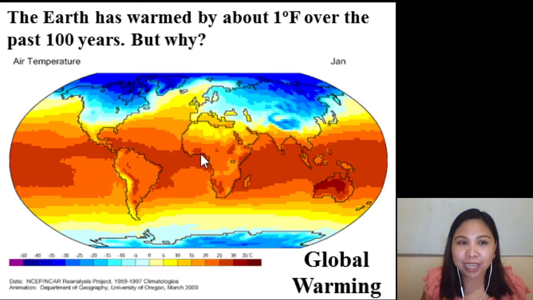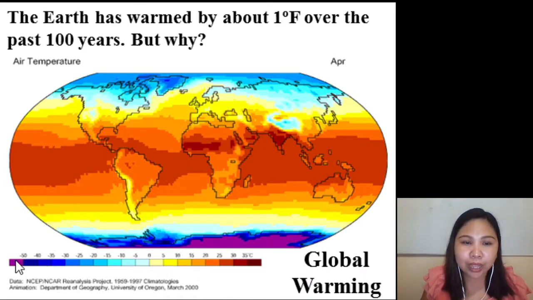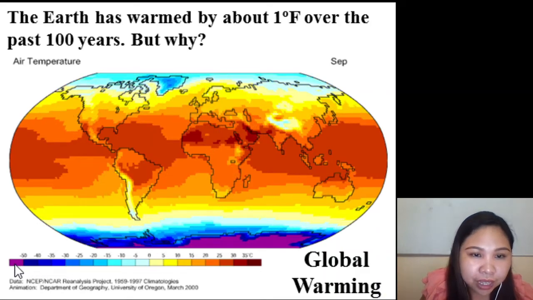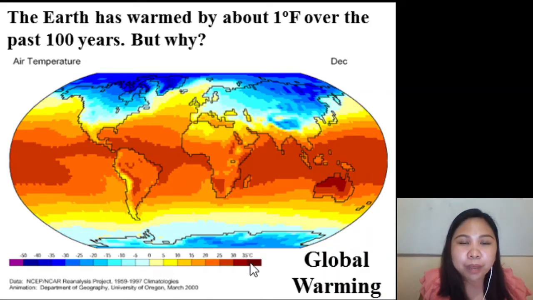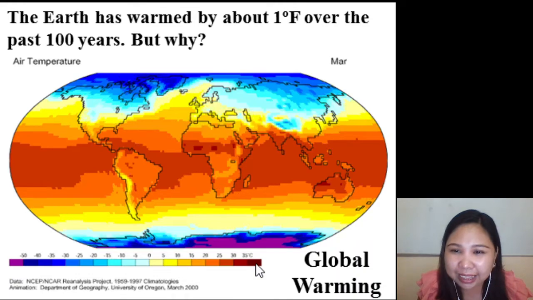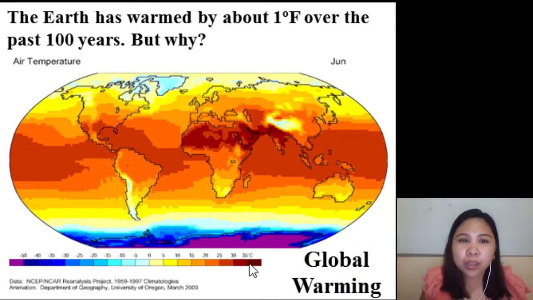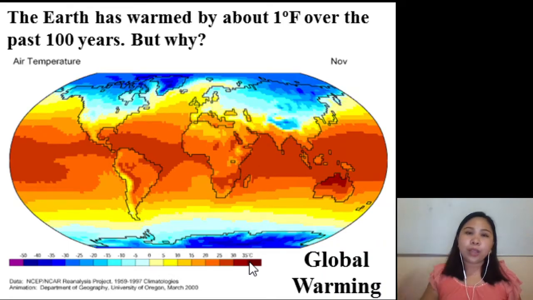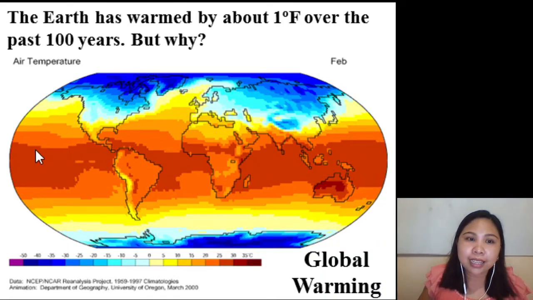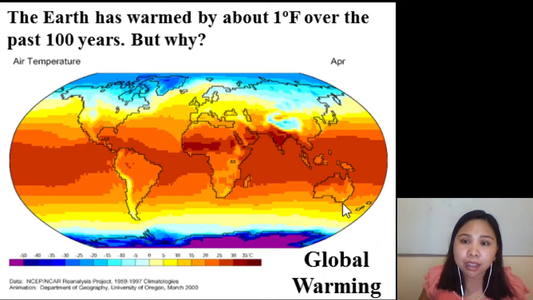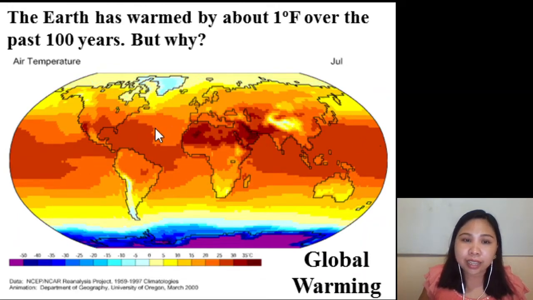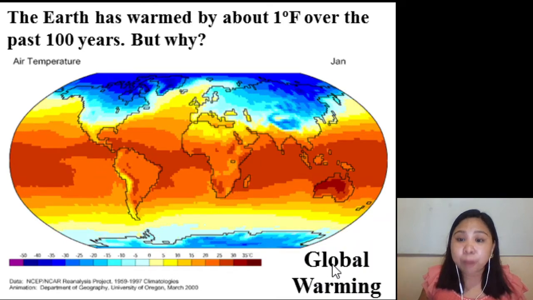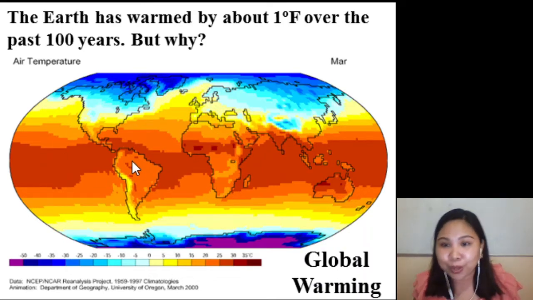Okay, so umiinit po. Ayan, so eto, this is a scale. Okay, this is negative 50 degrees Celsius. Then etong dark red, dark orange, it represents 35 degrees Celsius. So, etong part na to, aside sa we are directly being hit by the sun, yung nasa equator, because of global warming, tumataas pa yung temperatura.